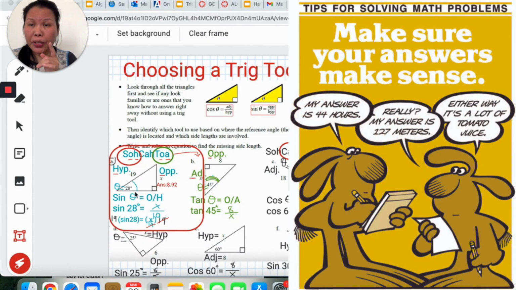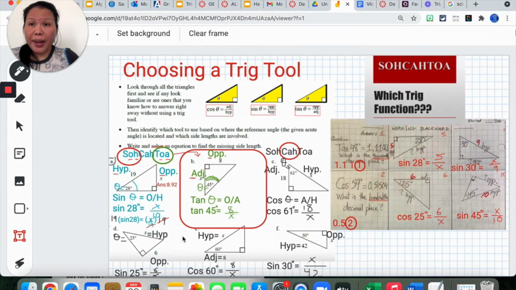Checking for the reasonableness of the answer. 8.92 is the answer I have written. The x side is the short side, reflecting this smaller angle, 28 degrees. The short side is 8.9, or almost 9, which is still shorter than the hypotenuse given with the number 19. So that makes sense. If I didn't get a too small number like 0.89, that makes sense. This one is checked. Next problem, letter B.